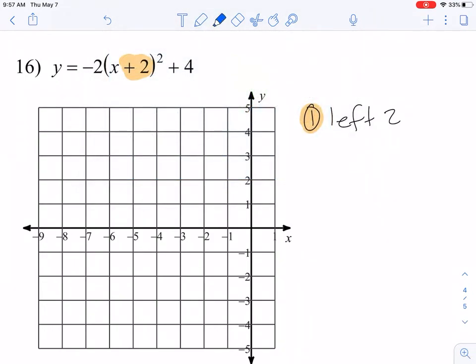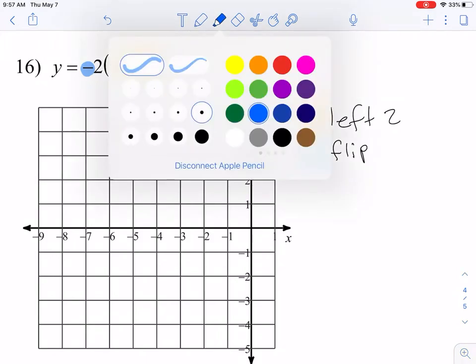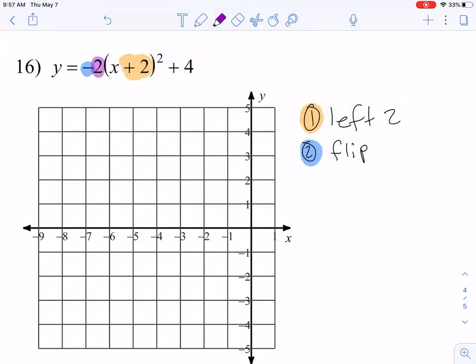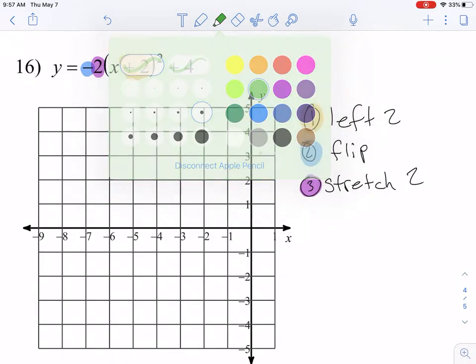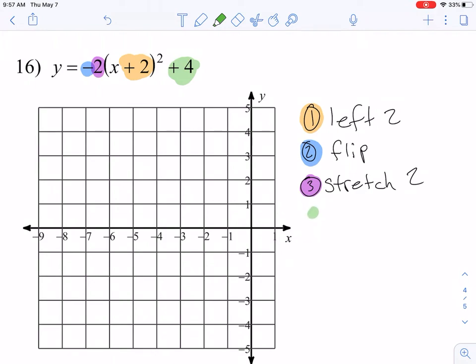My second step is an x-axis reflection. Our whole parabola flips over the x-axis, so it is a flip. Step 3 is a vertical stretch of 2, so we're going to multiply our y value by 2. And then our last step is the whole thing moves up 4.